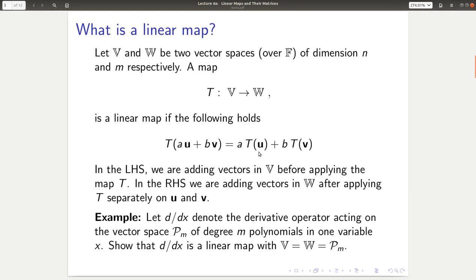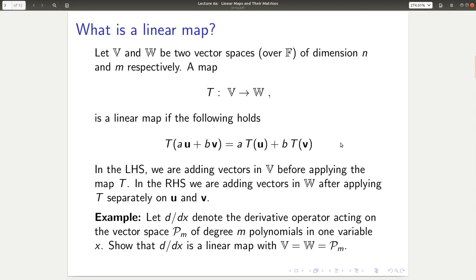On the right hand side, what is it we are doing? We are first acting T on these vectors u and v, so that's T of u and T of v, and so now these are vectors in W, and this addition is being carried out now in space W. So this is just a property which we want, and if this property holds, then we just call T a linear map.